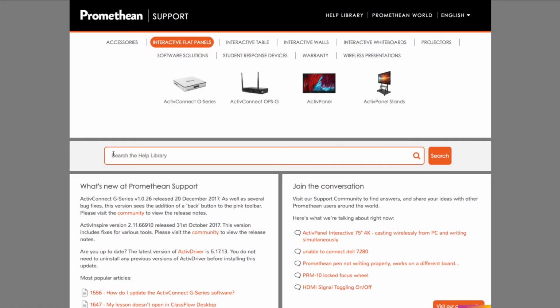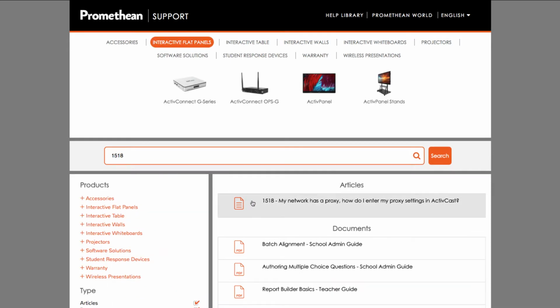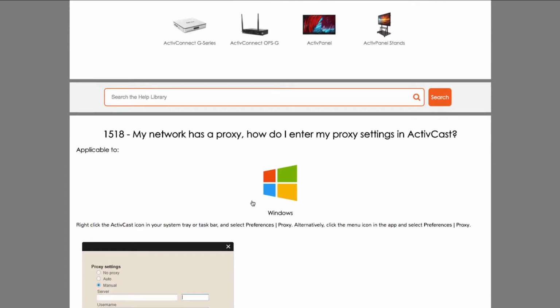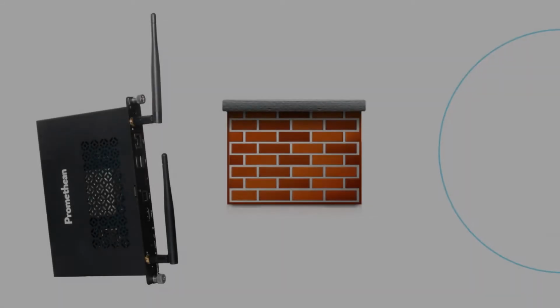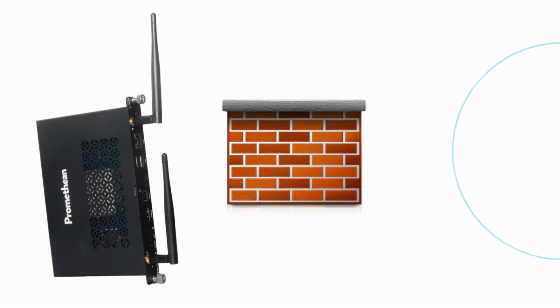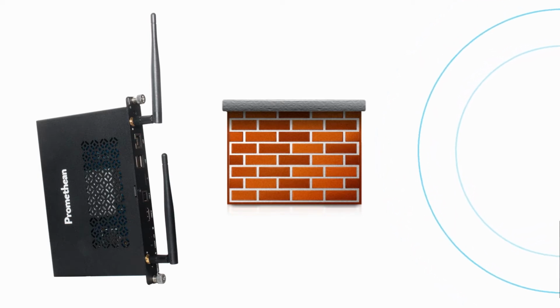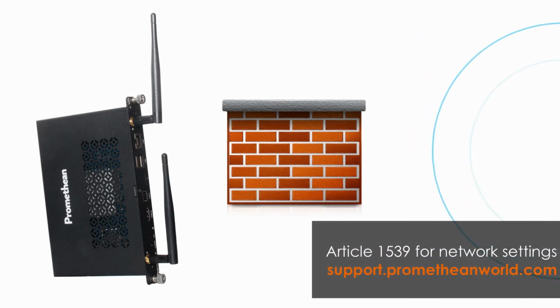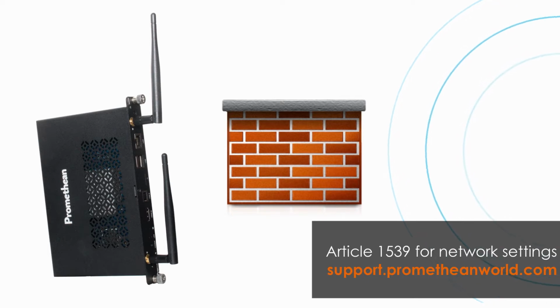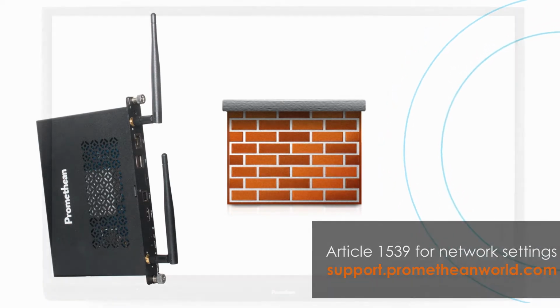If your network has a proxy, please see Article 1518 for instructions on how to enter your proxy settings. If your network has a firewall, it may be necessary to set ActivCast as a trusted application. Please see the Network Considerations section of Article 1539 for which ports to open and whitelist.